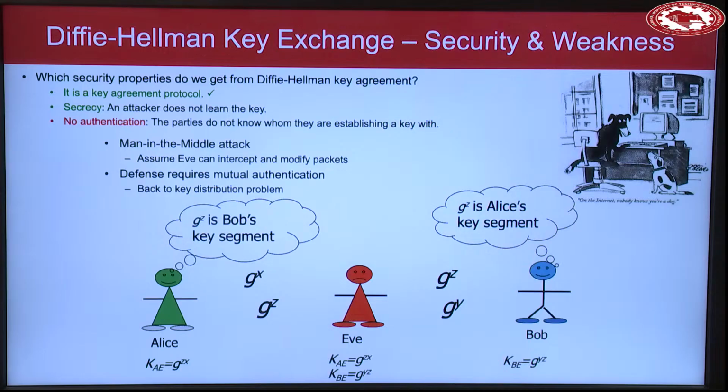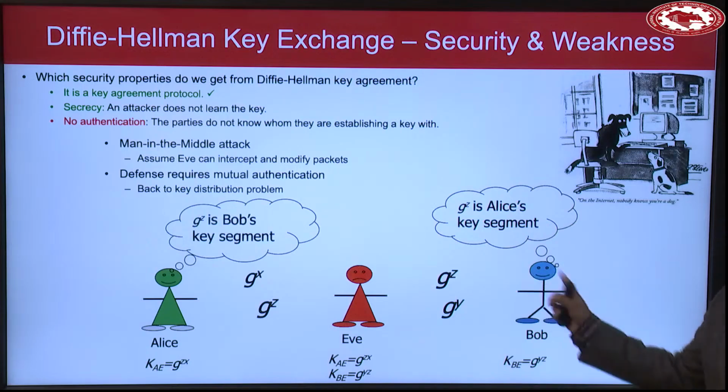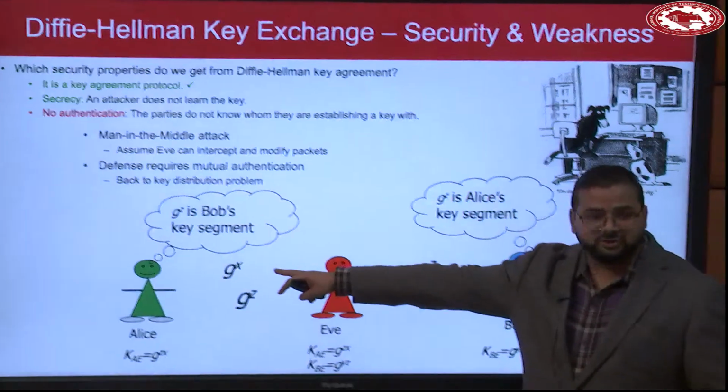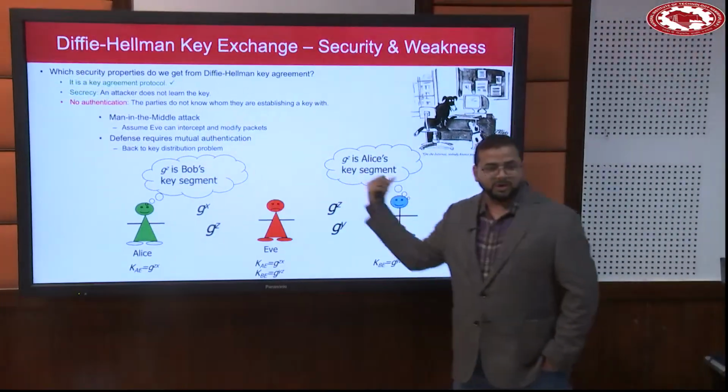The issue is there is no authentication. Anyone can send that number and get the same key at both ends. As an attacker, I can send you something pretending to be somebody else because there's no authentication, and end up having some symmetric key with that. So you can break this. So for example, in this case, Alice and Bob. Now Alice performs G to the power x, and needs to send it to Bob.